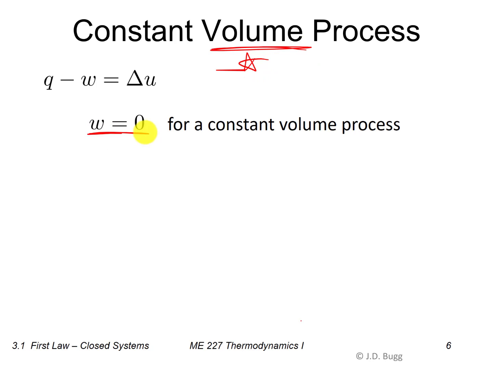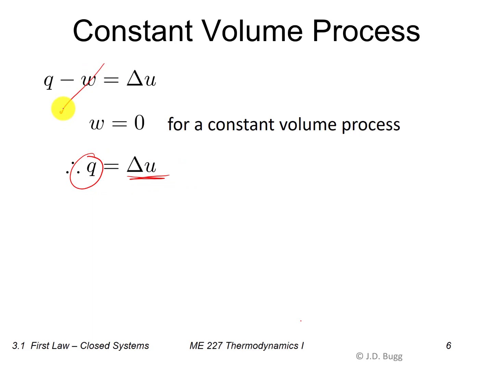So with the work being zero, that tells us right away there's a direct connection between the heat transfer and the change in internal energy. We've just eliminated the work. So Q equals delta U for a constant volume process. Now realize that this equation is valid regardless of what substance we're talking about, because we haven't made any assumptions here about what the substance is. We've only said that the work is zero for a constant volume process.